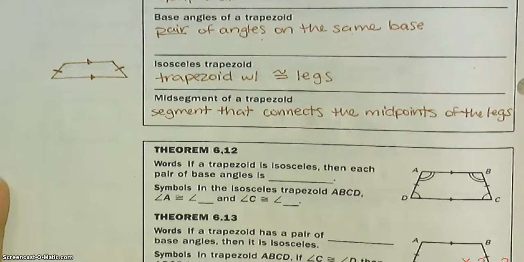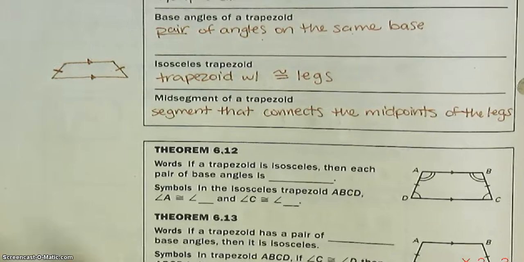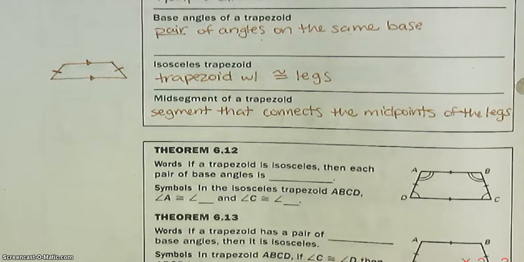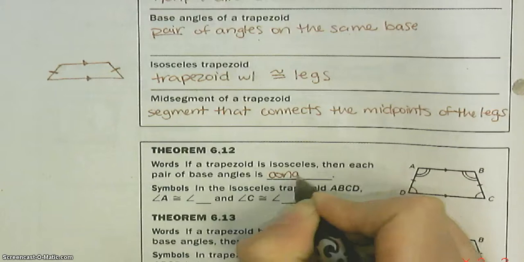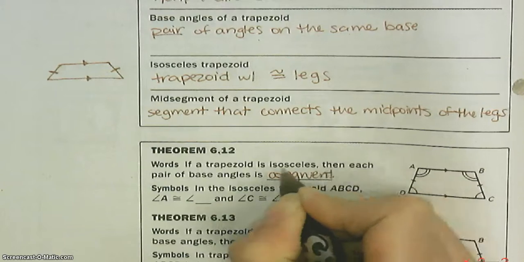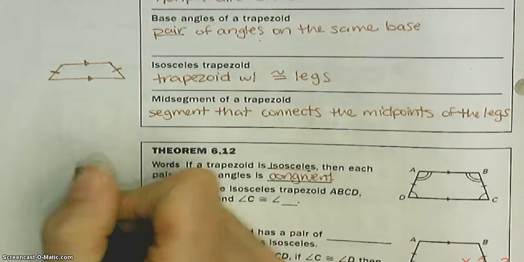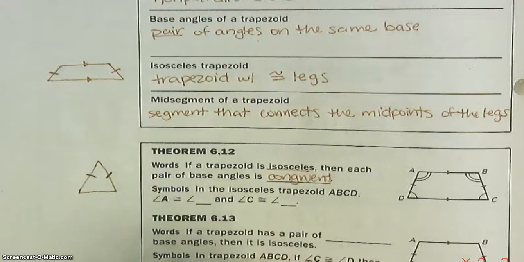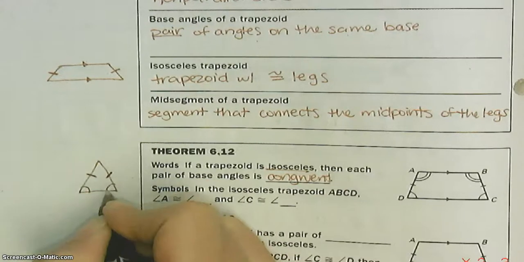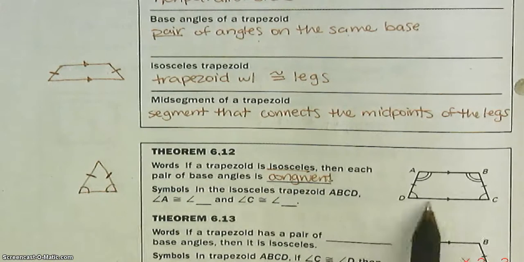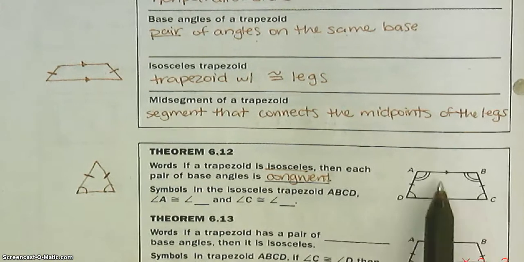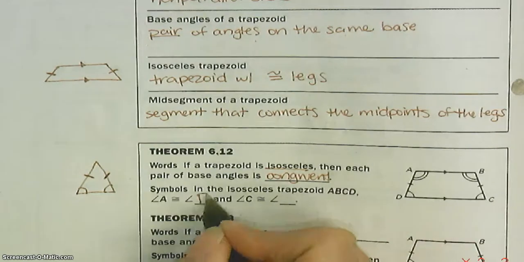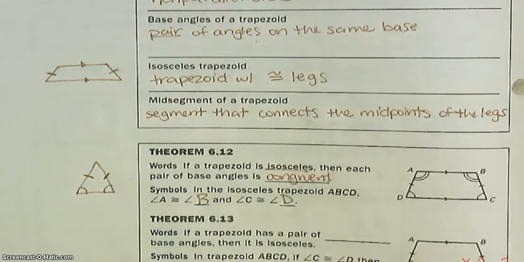Theorems about isosceles trapezoids. If a trapezoid is isosceles, then each pair of base angles is congruent. Now please make a note, this is only for isosceles trapezoids. And this is a lot like when we had triangles. If you remember, in an isosceles triangle, the base angles were equal. So same thing here. Notice these two base angles are equal, and these two base angles are equal. A is equal to B, and C is equal to D.